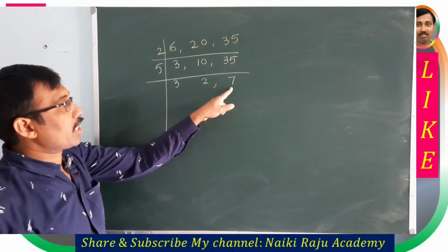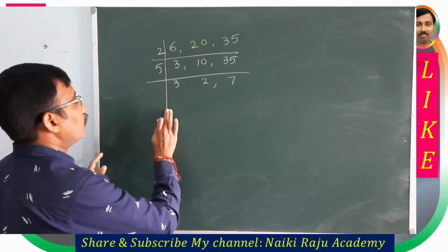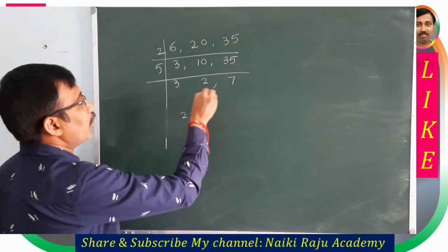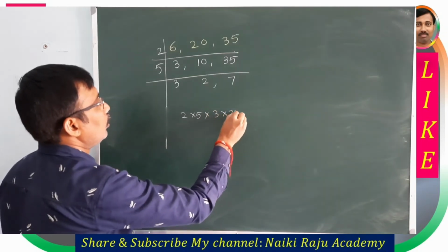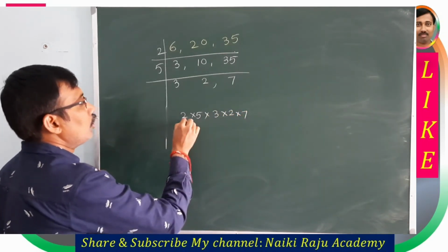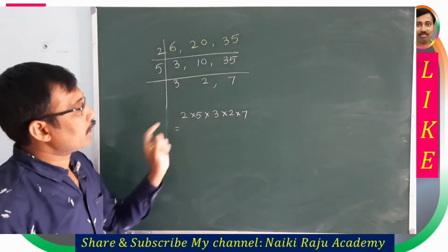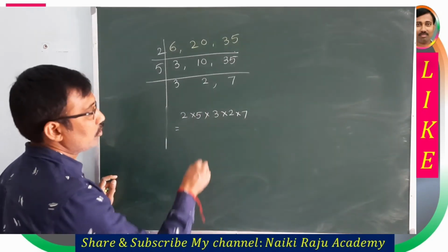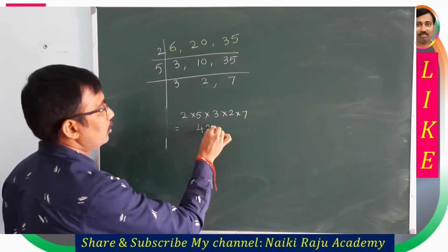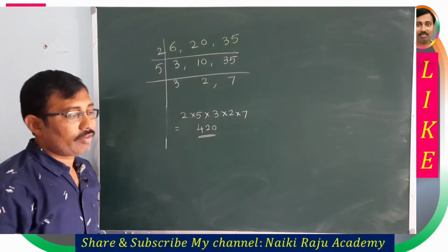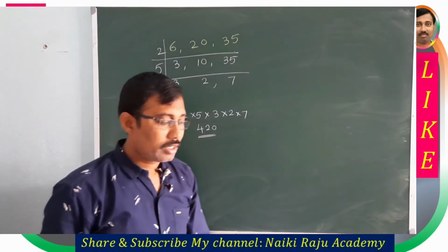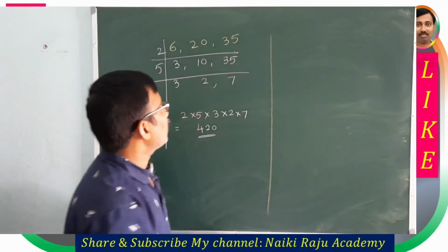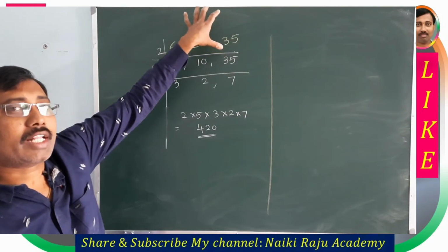When the prime numbers come, find the product of the divisors and the undivided numbers: 3 into 2 into 7. 2 fives are 10, 10 threes are 30, 30 twos are 60, 60 sevens are 420. So this is the LCM of the given numbers. Okay, students? Next question. This is the direct method to find the LCM.